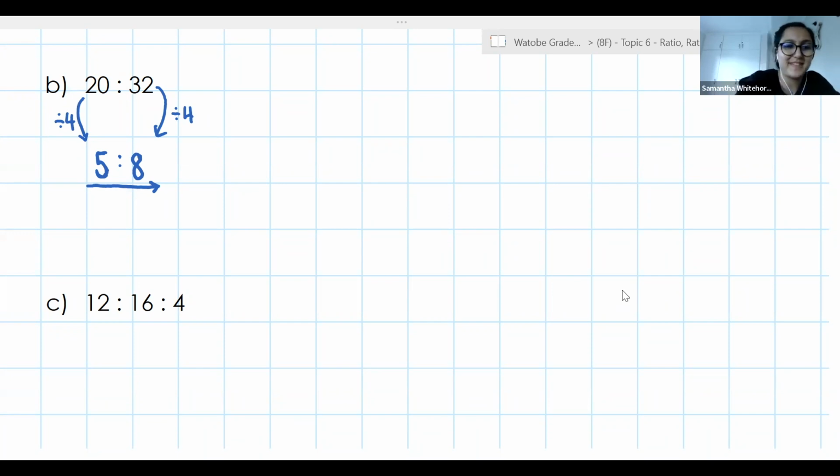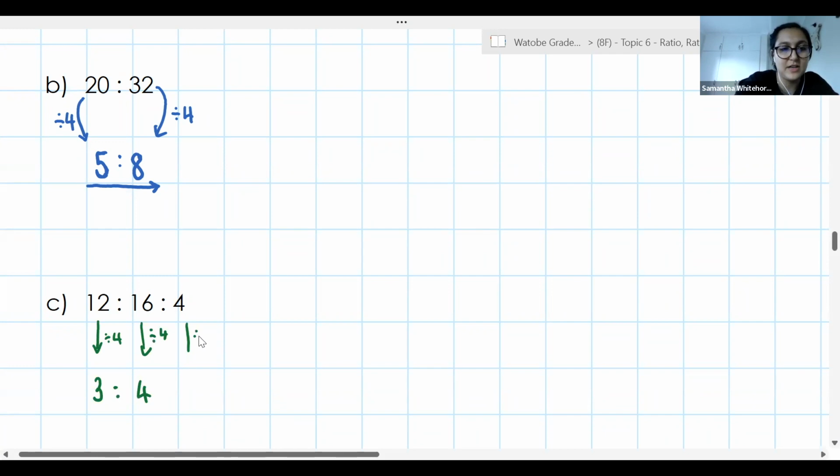Yes, ma'am. Basically what you do is you divide each number by 4. So 12 divided by 4 is 3, 16 divided by 4 is 4, and 4 divided by 4 is 1. Excellent, well done. So guys, exactly. All of these numbers can be divided by 4, and so we get a simplified ratio of 3 is to 4 is to 1. Again, remember the 2 dots in between each of your numbers. That is how we write a ratio.